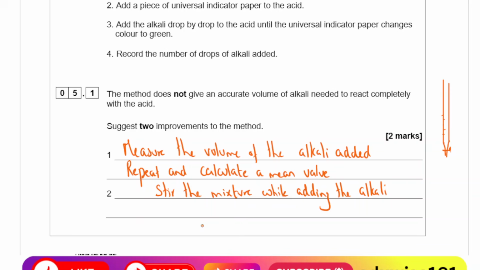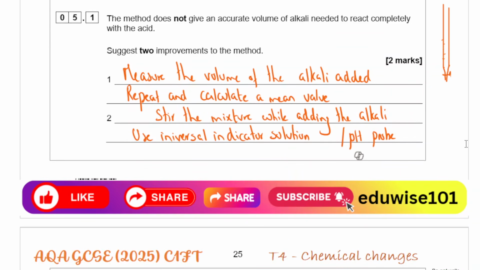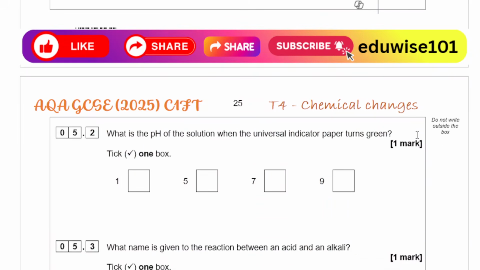And instead of a universal indicator paper, it's better to actually use universal indicator solution, or better still, use a pH probe. It will tell you when the pH is exactly 7, because judging by the color can be a bit tricky. So that's 5 different points that I've given you. Any of 2 of those will be fine.